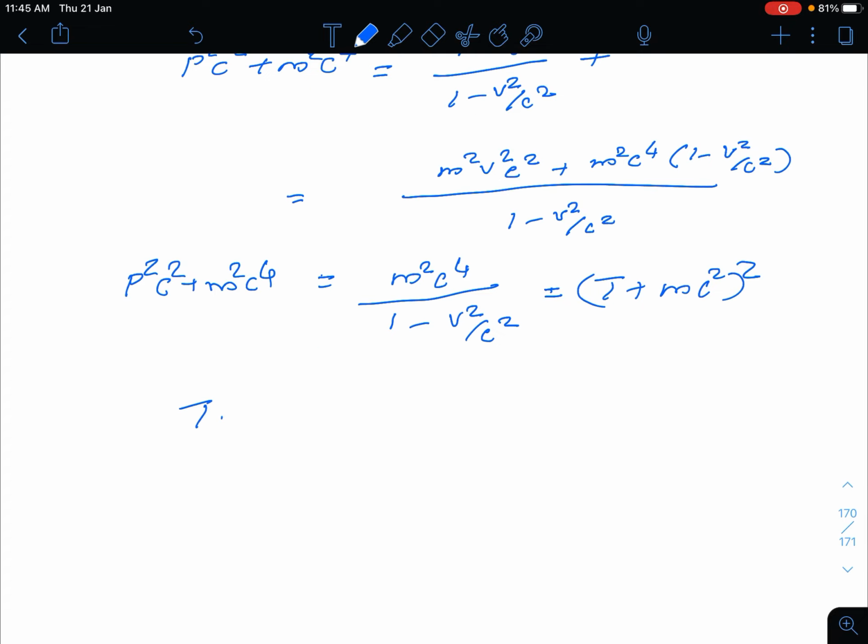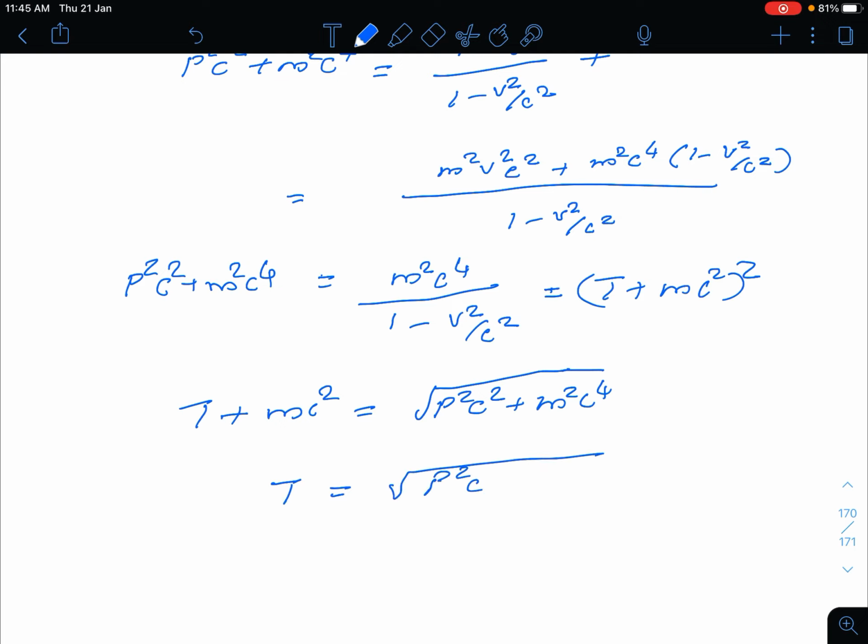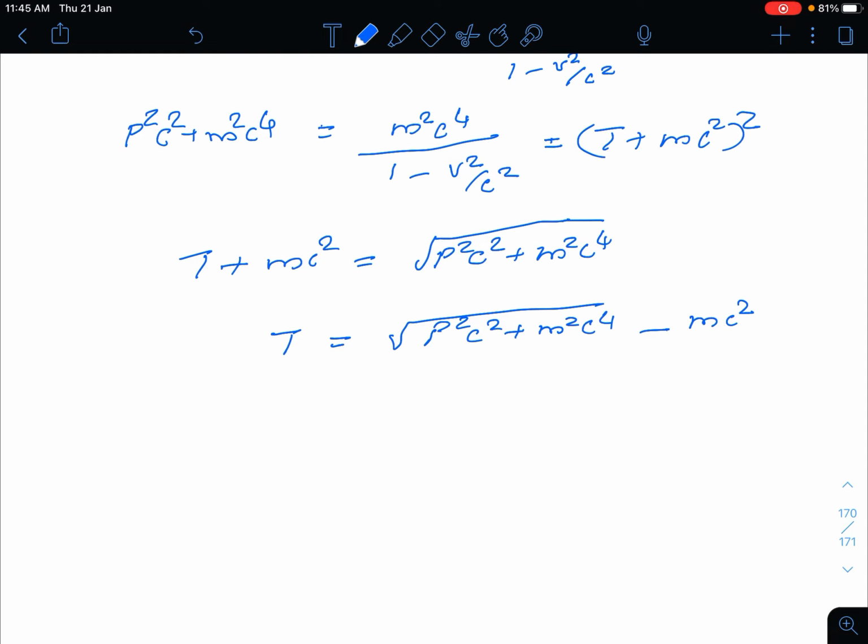So T plus mc square is equal to, in the root, simply p square c square plus m square c raised to 4. So what is T? Now T will be root of p square c square plus m square c raised to 4 minus mc square. Good. So we got the expression for T. This is the relativistic equation for kinetic energy.